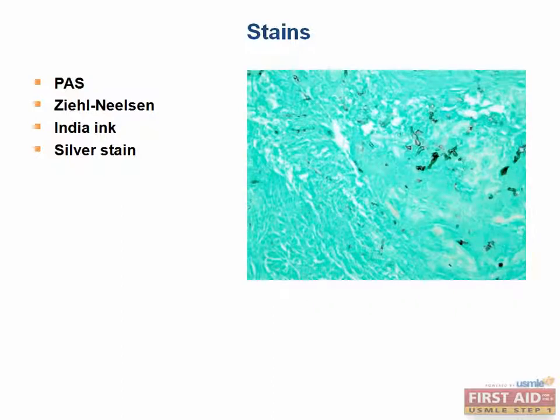Lastly, silver stain is used to visualize fungi and Legionella. The bugs stain black on silver stain, as you can see them here. This particular one looks like a fungal stain, as you can see with the branching hyphae.